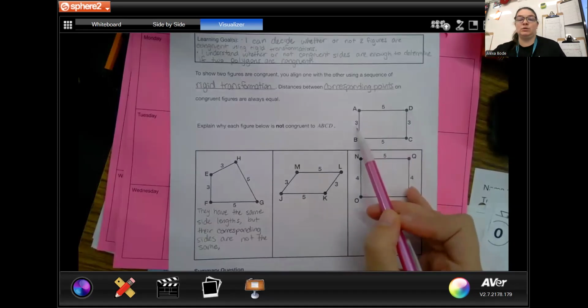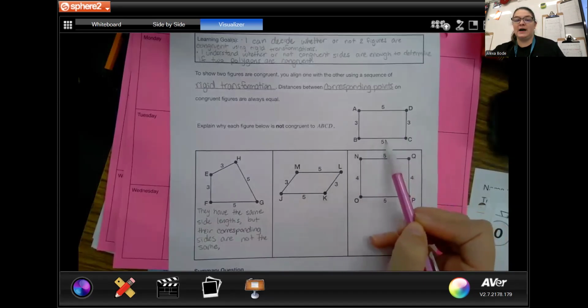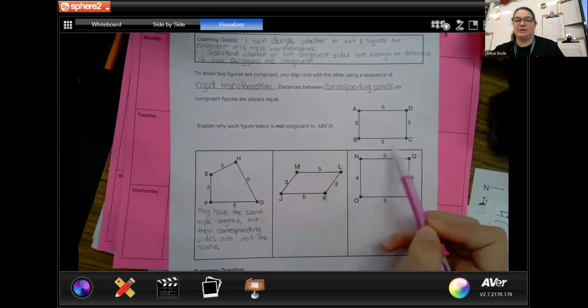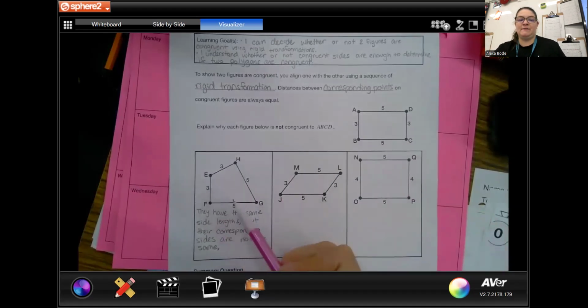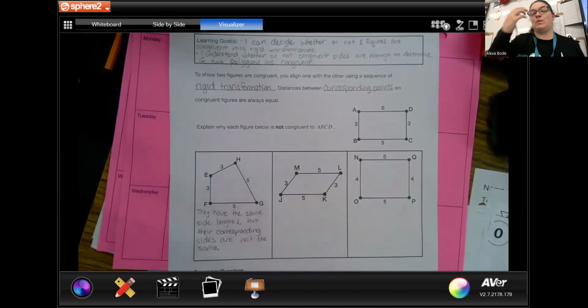What this is saying is when you look at the original A, B, C, D, it goes 3, 5, 3, 5 as you go around. This one is 3, 5, 5, 3. So that's what it means by orders, but I didn't really like the way that it said that.